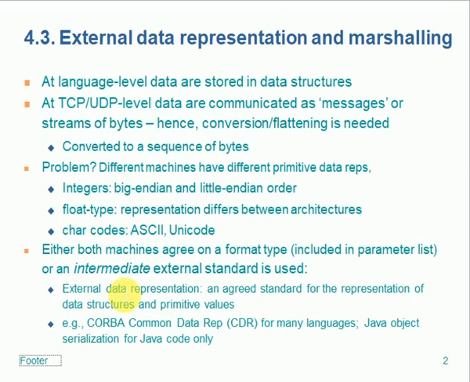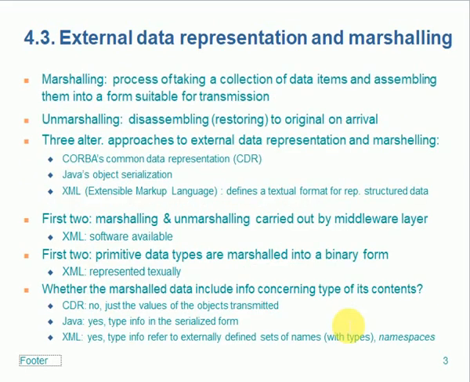External data representation is an agreed standard for the representation of data structures and primitive values, whose example is CORBA, Common Data Representation for Many Languages. What is marshalling? Marshalling is the process of taking a collection of data items and assembling them into a form suitable for transmission. Unmarshalling is disassembling to original on arrival.